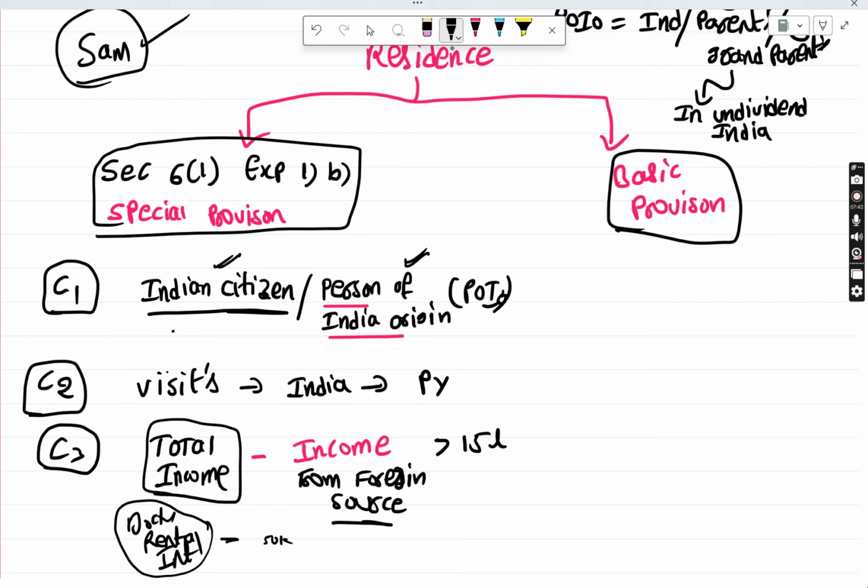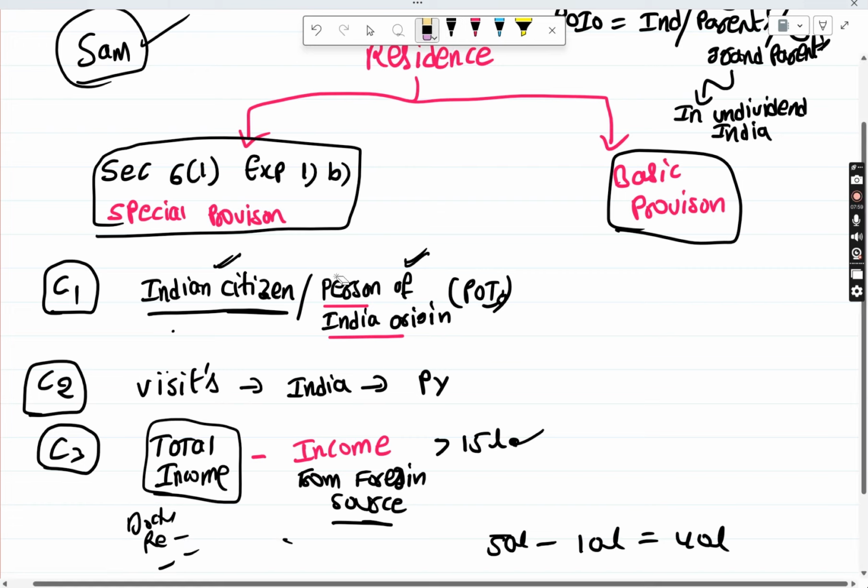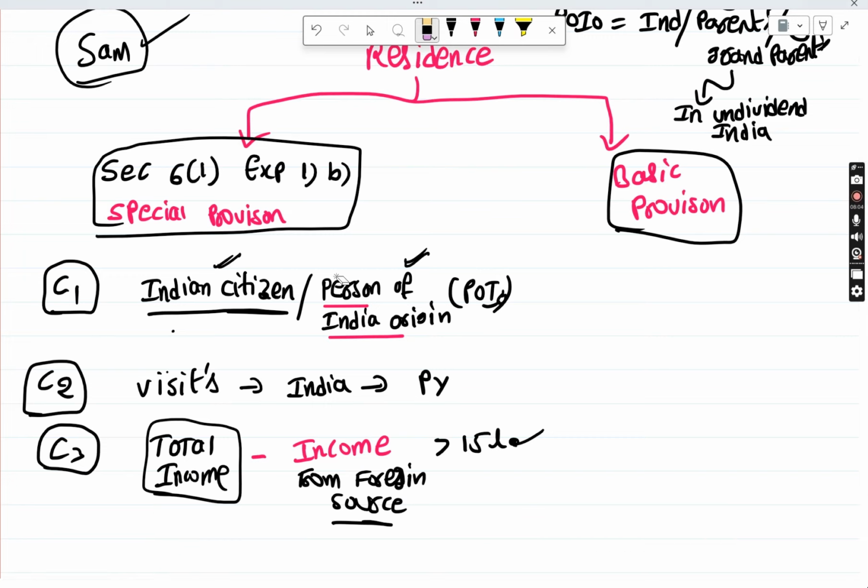So then I will check. Let's just say my total income is 50 lakhs. Out of that, 10 lakhs is from foreign, so remaining is 40 lakhs. 40 lakhs is obviously greater than 15 lakhs, right? So this condition is satisfied. In other words, the third condition is about your Indian income. Only your Indian income should be greater than 15 lakhs.